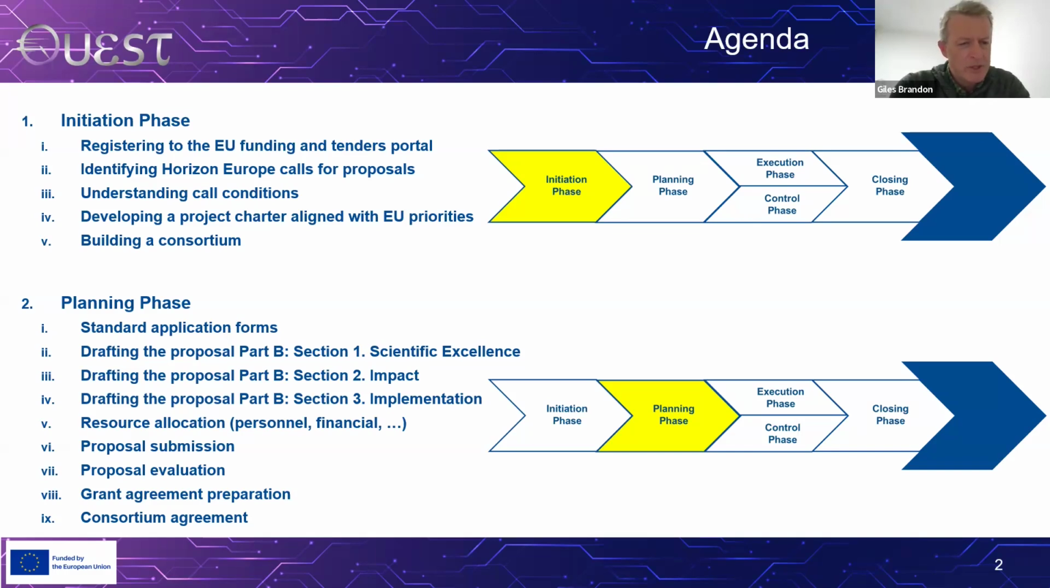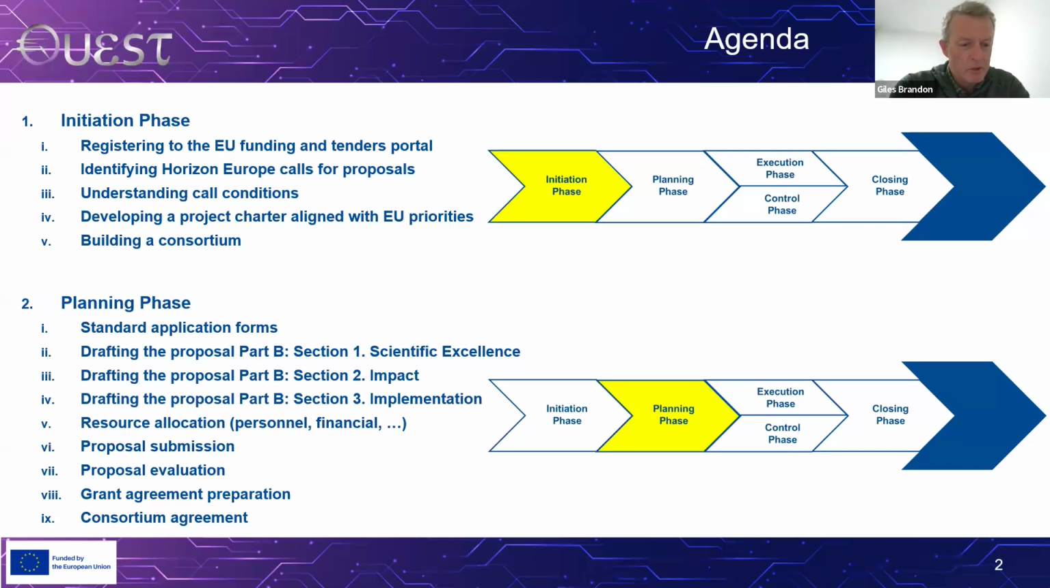I'll be talking about the standard application forms that exist for Horizon Europe. When you prepare a proposal, there's a part A and a part B. The part B is a technical proposal. It's the hardest part, and that's broken into three sections. So I'll be talking about section 1, scientific excellence, section 2, impact, section 3, implementation. And then I'll move on to talk about resource allocation, which is things like personnel, person months, financials, budgets.